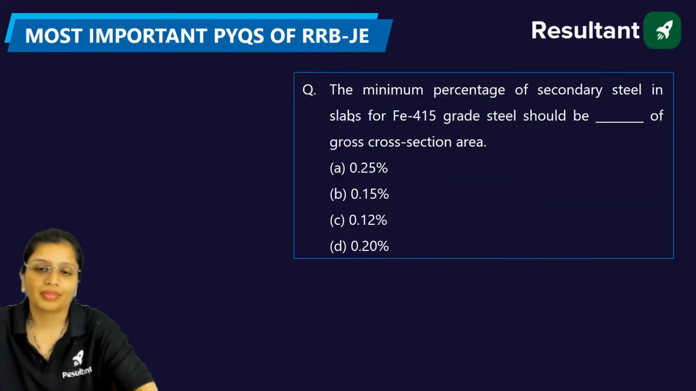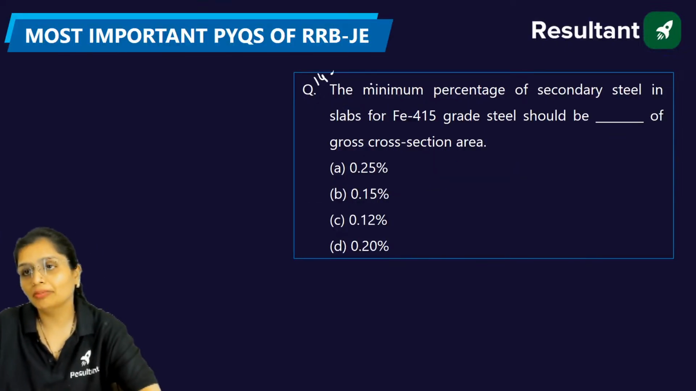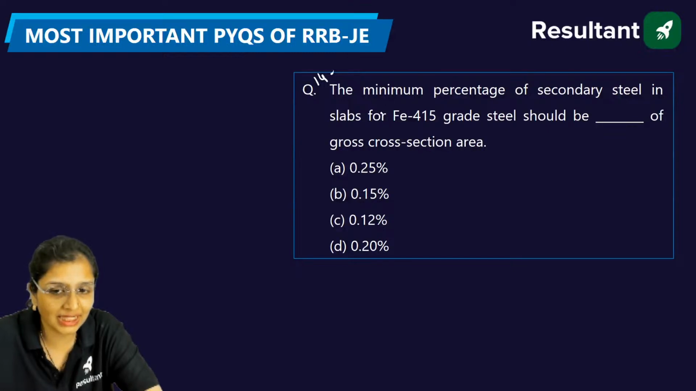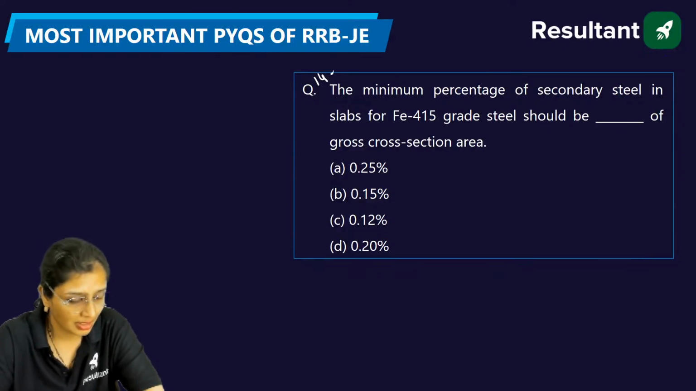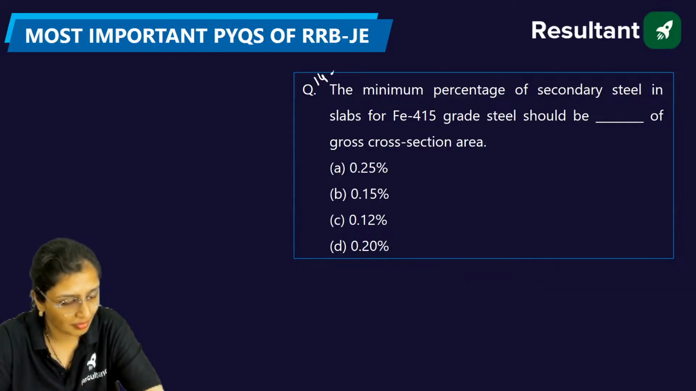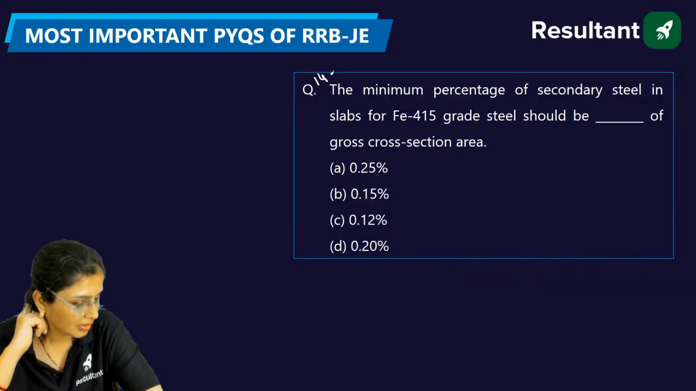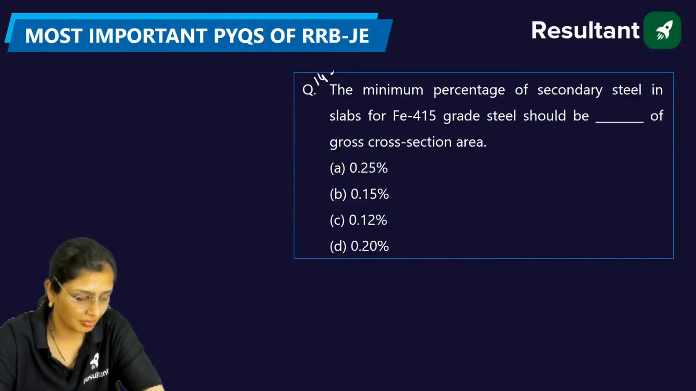So now the next one: the minimum percentage of secondary steel in slabs for Fe41 grade steel. Minimum percentage.